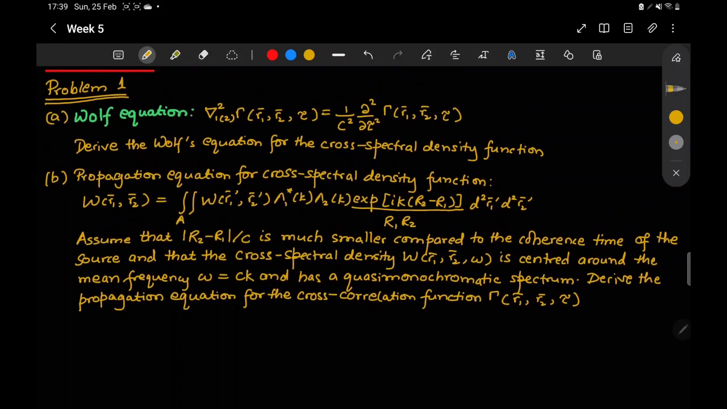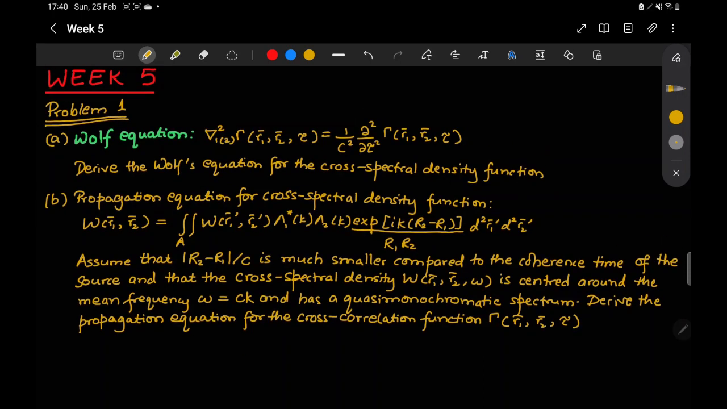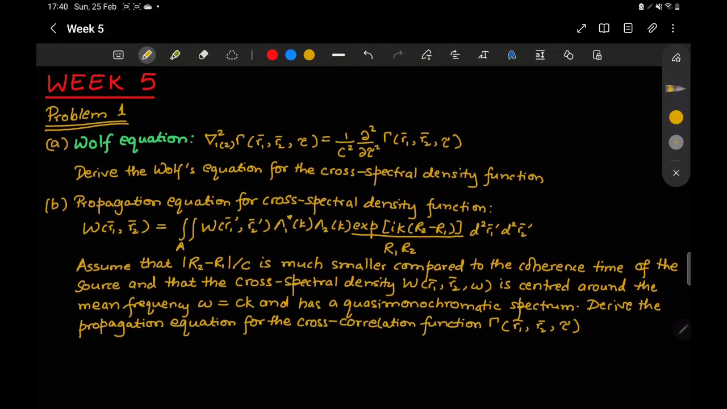Then part B: we are given the propagation equation for the cross spectral density function, and we have to assume that (R2 minus R1) over C is much smaller compared to the coherence time of the source, and that the cross spectral density function is centered about a mean frequency and has a quasi-monochromatic spectrum. Then we have to derive the propagation equation for the cross correlation function gamma. So this is mostly on propagation of the correlation functions and the cross spectral density functions. Please take about a minute to read and digest this question before I finally discuss the solution with all of you.